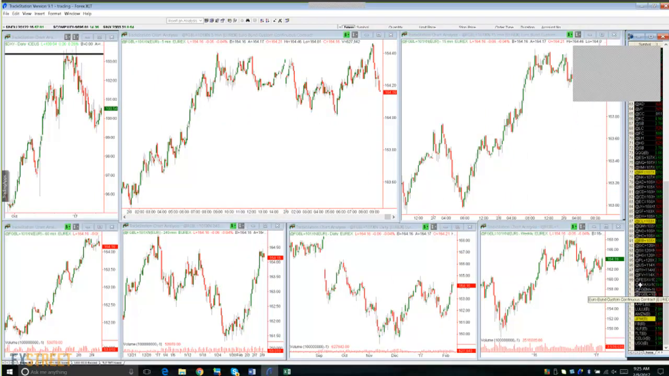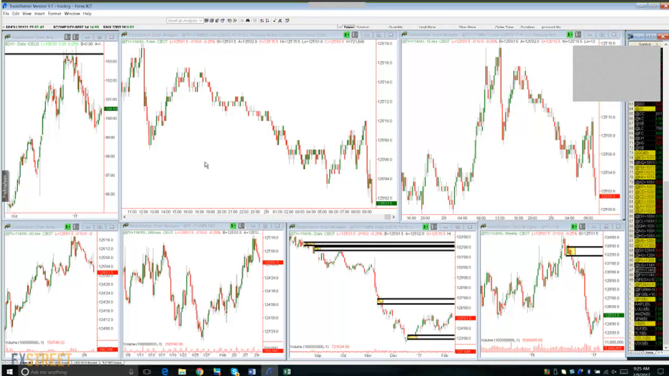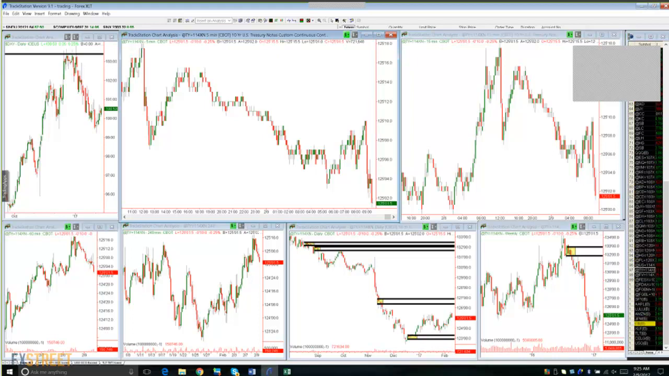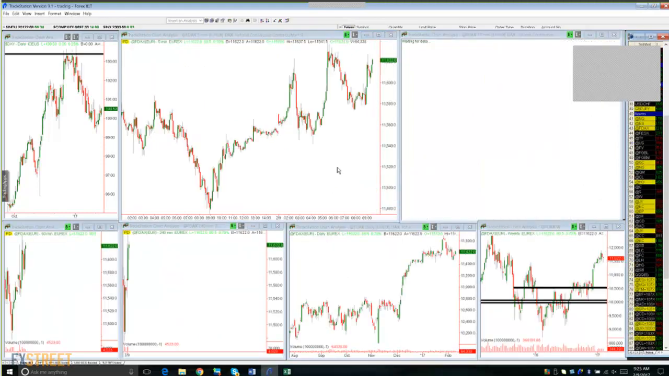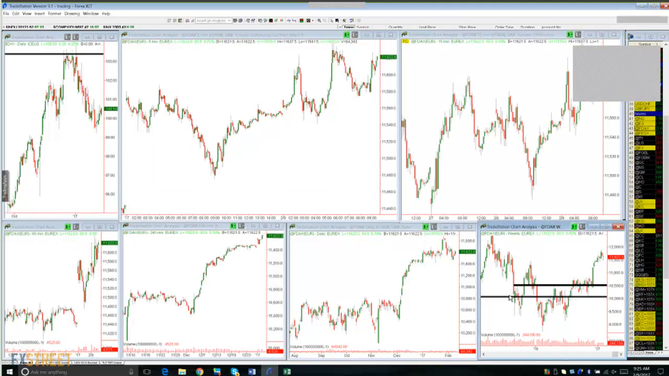The DAX, sure. Let me just take a quick peek at the 10-year. Yeah, the DAX, no problem. Let's pull up the DAX. There's some very old lines. I'll get rid of those.